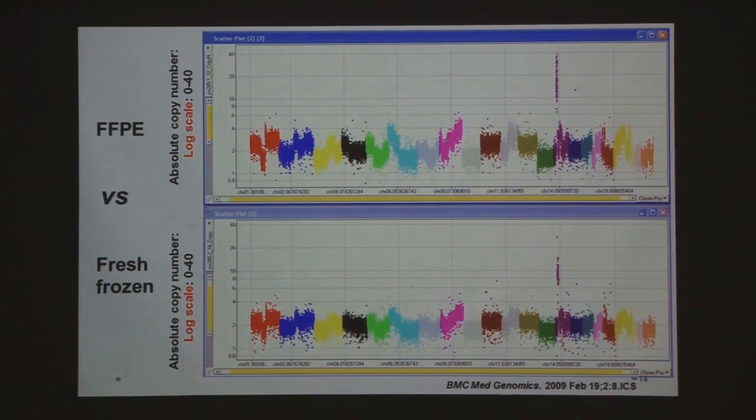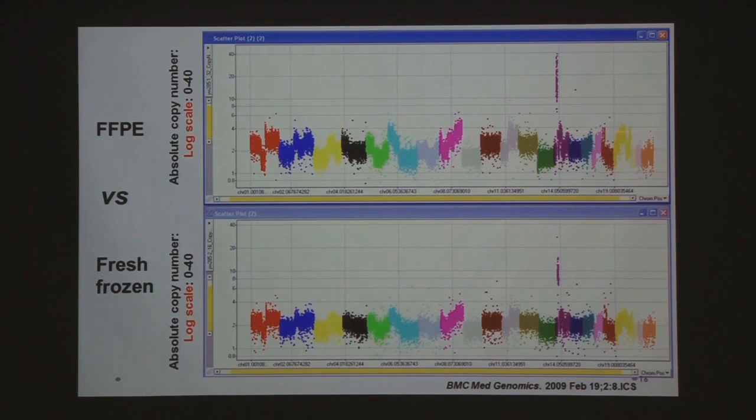So what was really important for us, when we worked with the developers of the array, is how well the FFPE works against the gold standard of fresh frozen tissue. So we ran paired samples, and this was published in 2009. I can't remember exactly how many pairs there were in that paper, but we had a significant number, and we were able to see that the assay worked well with FFPE. That was our goal, because that was the tissue that we had.